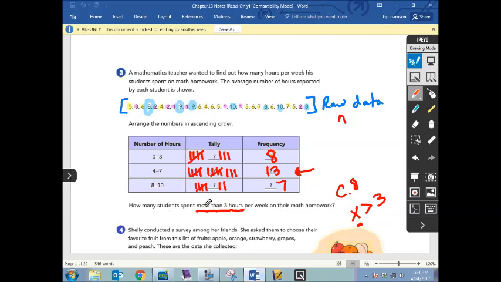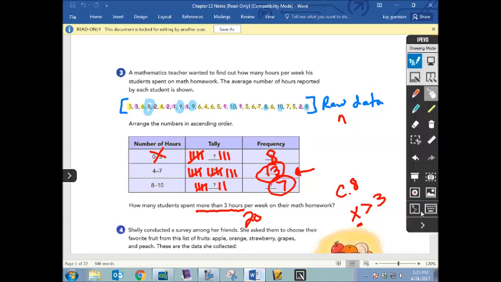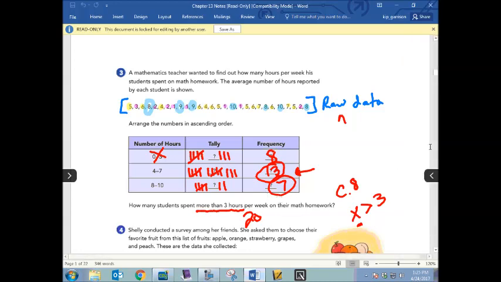So how many people spent more than 3 hours? Would that include 3 hours? No, it would not. We would not include anybody that has 3 hours. It would have to be everybody that's 4 or more. So that would be more than 3 hours, and that would be more than 3 hours. That means 20 people spent more than 3 hours on their math homework. Now, as a math teacher, I can ask myself, is that too much? Should I change something up? Different questions like that.